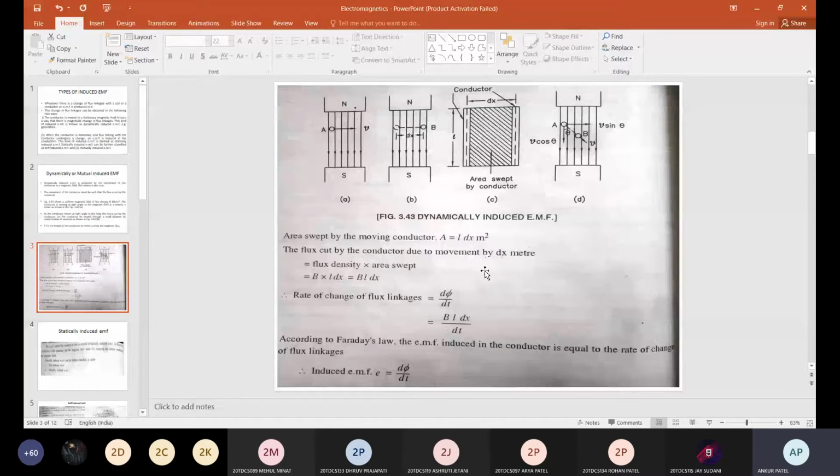At 270, negative maximum. Yes, negative maximum according to Lenz law. It changes the direction of EMF. So according to Lenz law it is negative but maximum. There is maximum cutting of flux at 270, but it is negative because the coil changes direction, or we can say the EMF is generated accordingly so that it opposes the change of original flux.